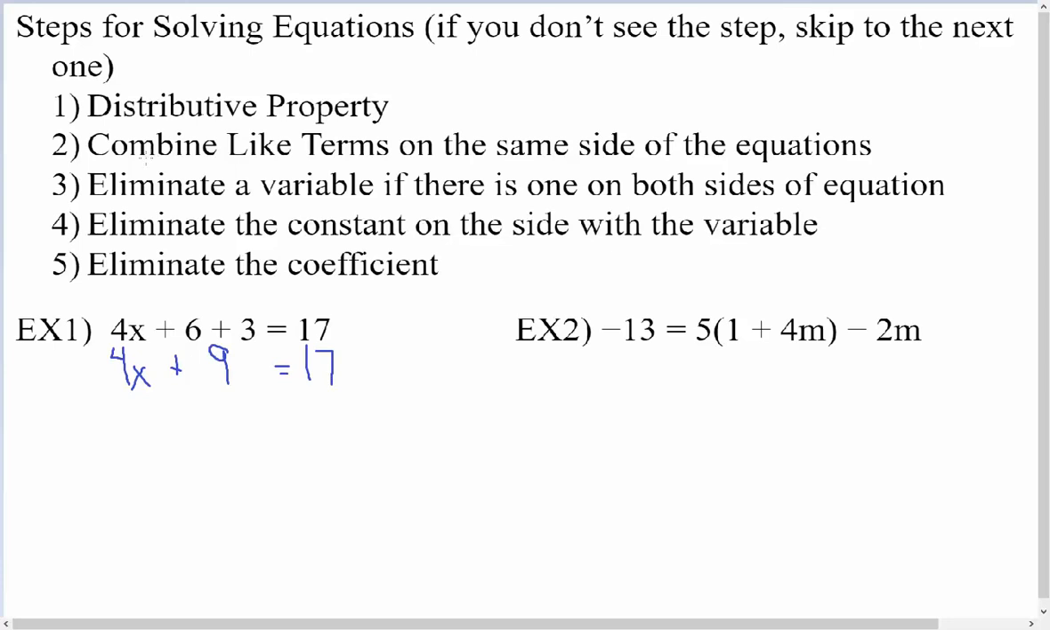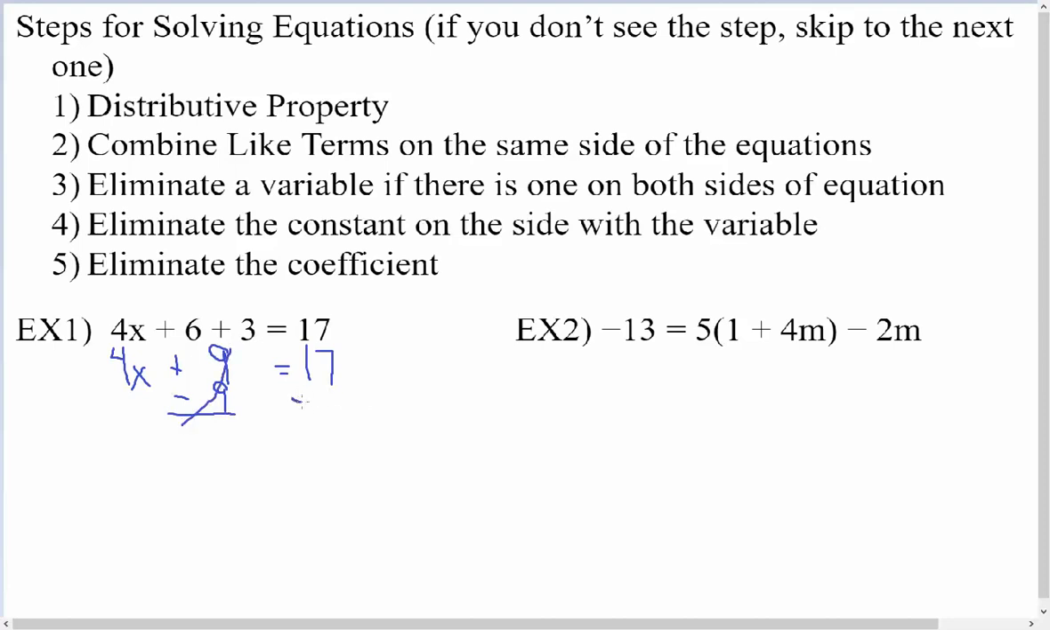So step 3, eliminate a variable if there is one on both sides. Well, since I only see 1x, there's not a variable on both sides of the equation. We go down to the next one, eliminate the constant. The constant is this plus 9. The opposite of plus 9 is minus 9. So those zero out and cancel.